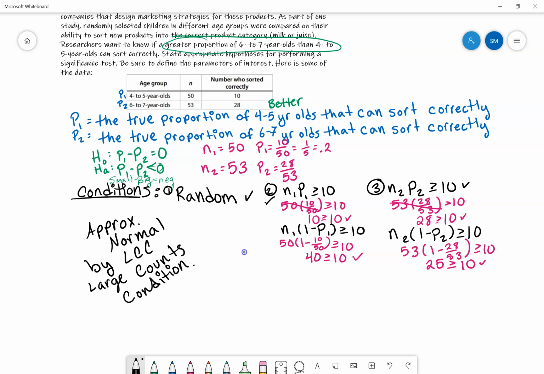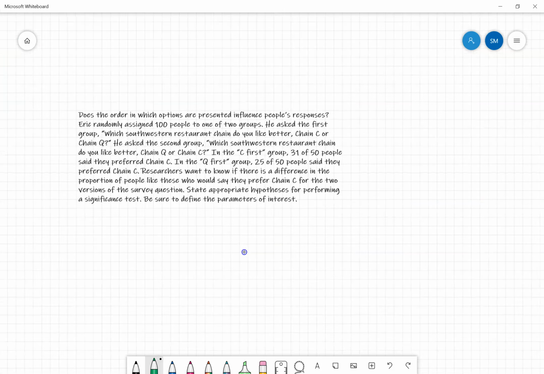We're pretty much just doing state and plan. So we'll do the do section and the conclude section next week. Actually, no, next week we're doing confidence intervals. Never mind. Anyway, next example.